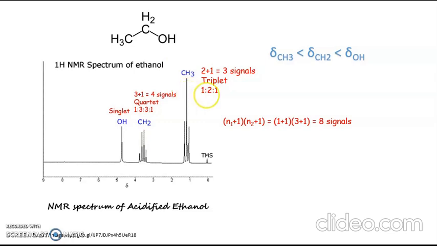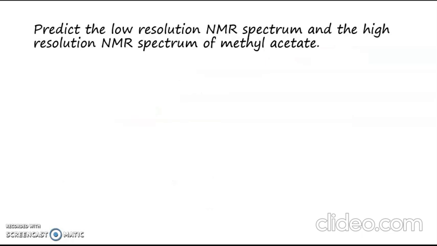Now we'll do a problem: predict the low resolution NMR spectrum and the high resolution NMR spectrum of methyl acetate. Students, the ethanol spectrum we discussed is very important for you, and you should study it well. The different splitting and the position of peaks are necessary. You can understand better by doing this problem also.